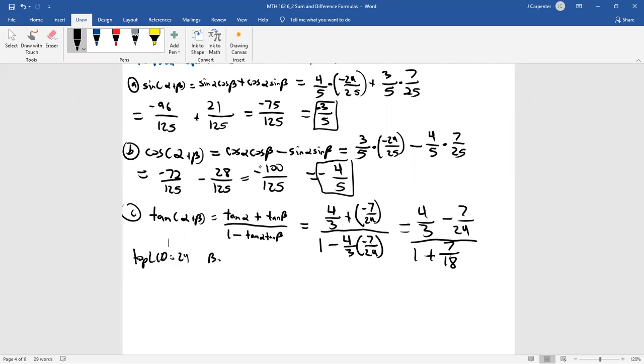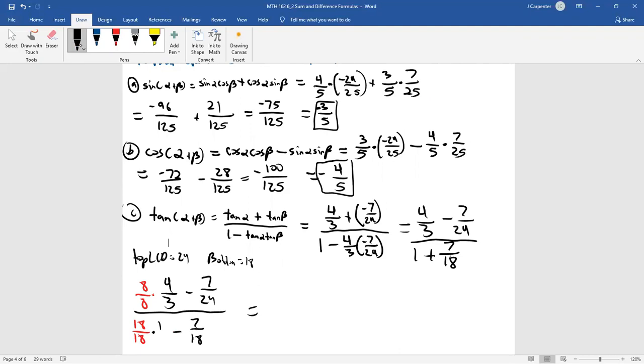For the bottom one, it's 18. So we can say, all right, well, I need to multiply this one top and bottom by 8. So we're going to take the 4 over 3, and we multiply top and bottom by 8. Then the minus 7 over 24, that's already good. Then all over. The 1 is obviously going to have to multiply top and bottom by 18. So it gets the LCD in the bottom. Then minus the 7/18.